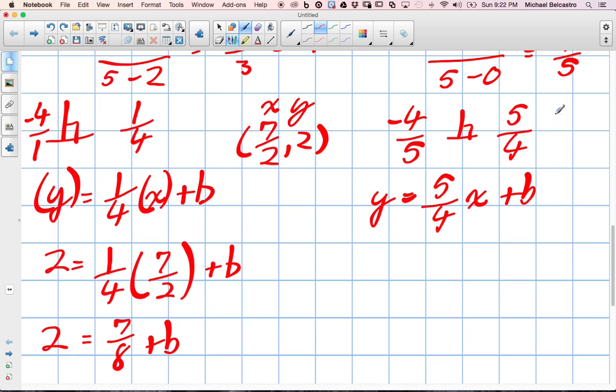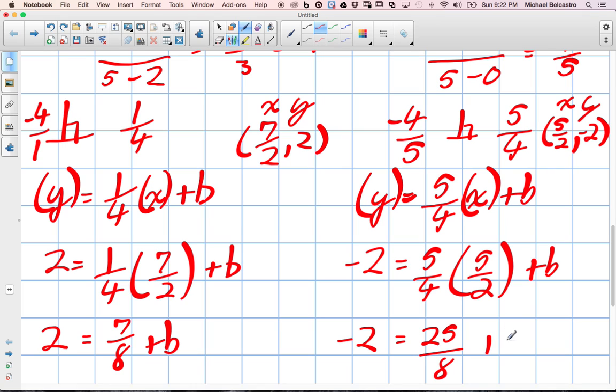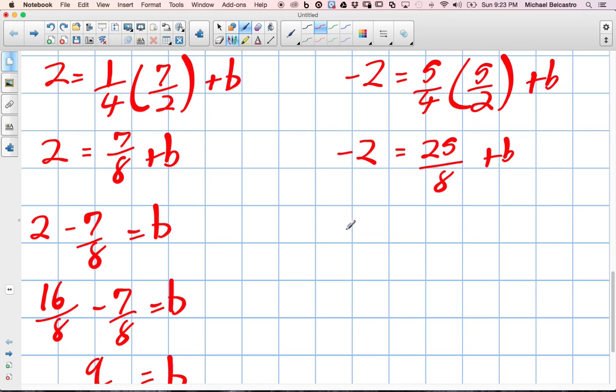So I'm going to try to squeeze it in here: 5 over 2, negative 2. That's our x and our y value. So we're going to plug those in for the x and the y here because we know they cross those coordinates. So y, negative 2, is equal to 5 over 4 times 5 over 2. Again, that's why fractions are helpful here. We just multiply using our fraction rules, which is 25 over 8, plus b. When I bring it over, we get negative 2 minus 25 over 8 is equal to b.